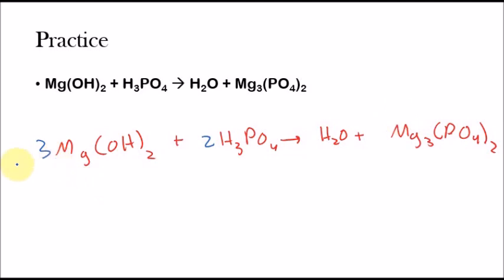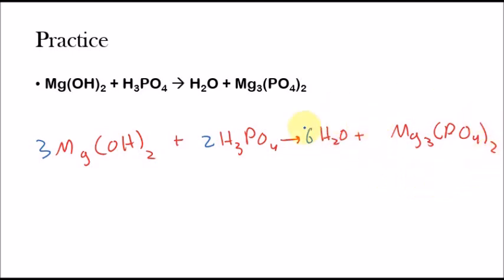So here we have 1 times 2 is 2, times 3, 6 hydrogen atoms, plus 2 times 3 is 6, which gives us a total of 12 hydrogen atoms. Here we only have 2, so if we put a coefficient of 6 here, we also have 12 hydrogen atoms. Now, let's see if the oxygen atoms are balanced out.